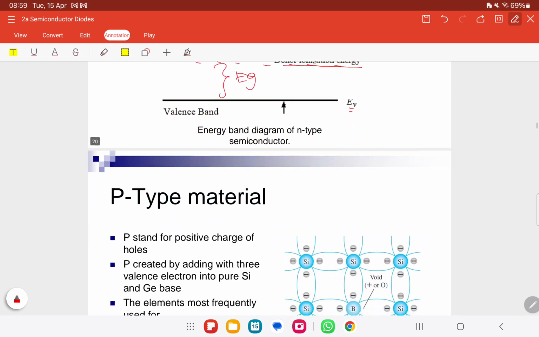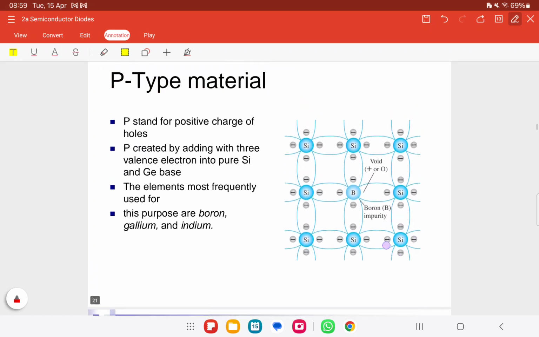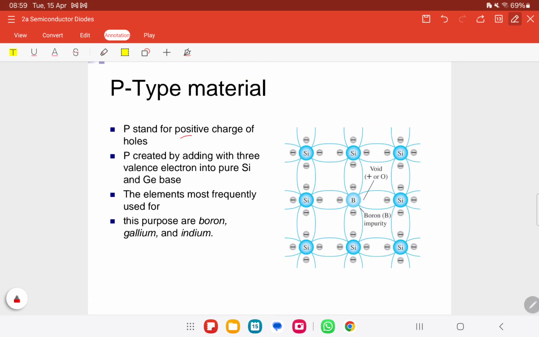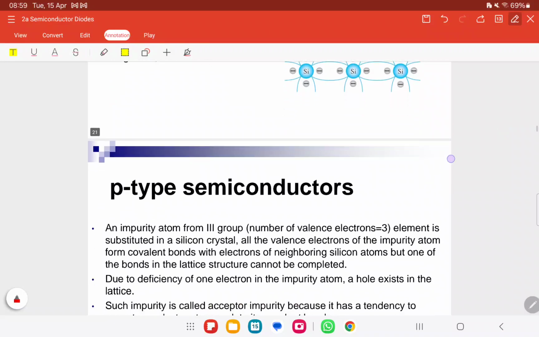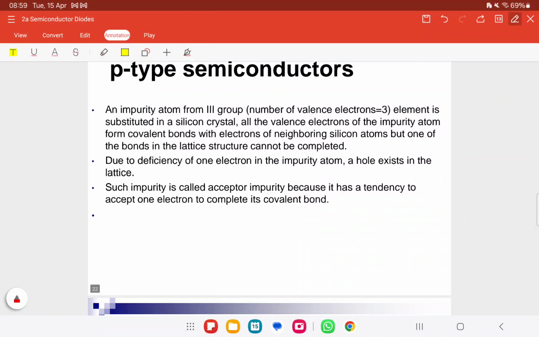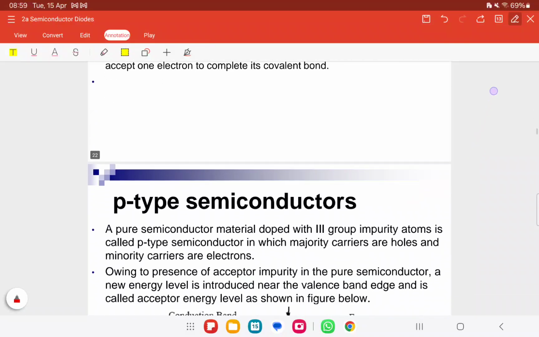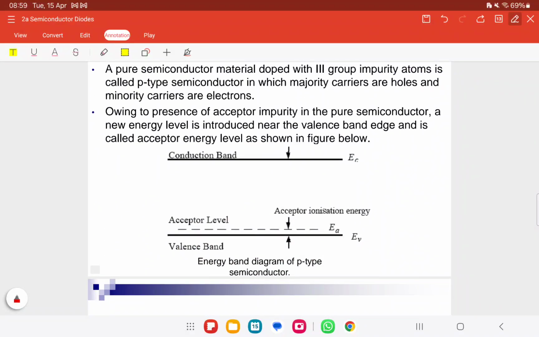What will happen if we want to get the p-type? For p-type, the majority charge is the positive charge. Earlier we had the ED here, the donor excitation energy, for the new EC. For the p-type, we can increase the level of the EA. Kita naikkan level EA pula.